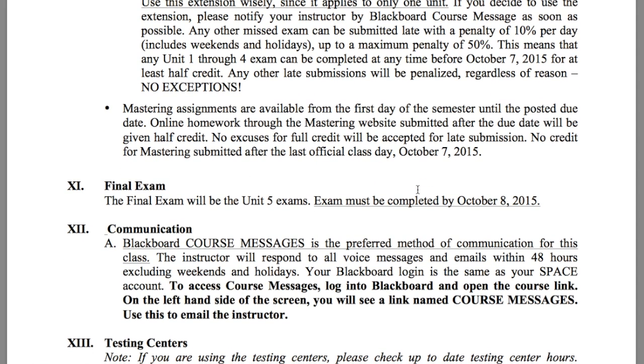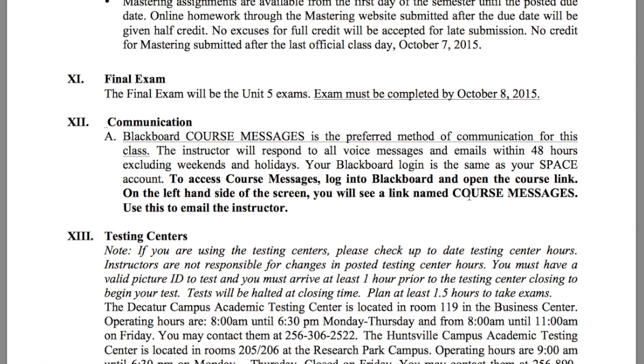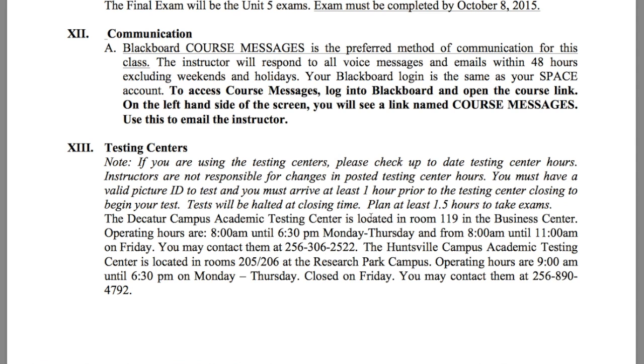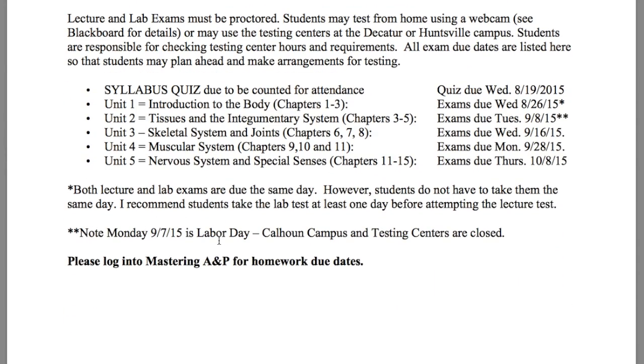There's no comprehensive final. The Unit 5 exam is the final exam, and the date for your exam will be listed here. Again, if you're in the 16-week class or the 8-week class, these dates are going to be different depending on which course you're in. In order to contact me, please use course messages. I'll show you that. And also, testing centers: if you're not going to test from home, if you're not going to take a test by webcam, make sure you understand where the testing centers are and what their hours are, and plan ahead. And for that reason, I've already posted your exam date.